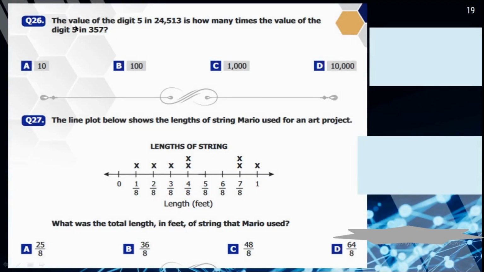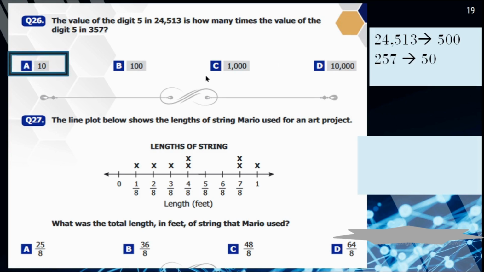Question number 26. The value of the digit 5 in 24,513 is how many times the value of the digit 5 in 357? So look at the value of 5 in the first number. It's at the hundreds place, so the value is 500. And in the second number, 357, the 5 is at the tens place. So its value is 50. So 50 tens are 500. So it means it's 10 times more. So option A is the correct option.